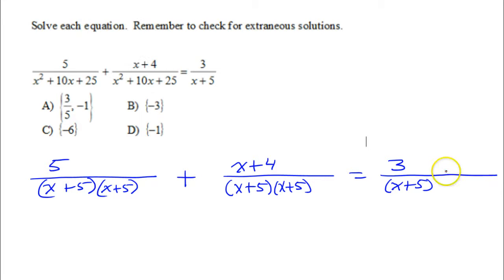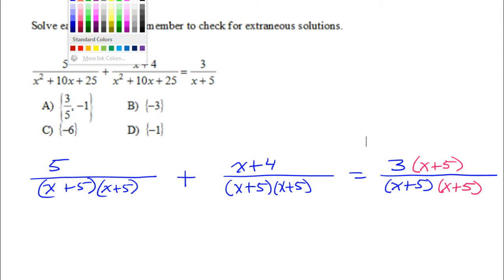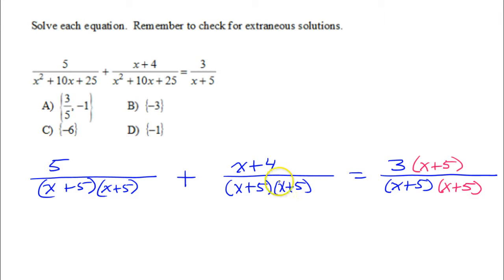Well, if I want the denominators to be the same, I'm going to have to give this denominator another x plus 5, which I can do as long as I multiply the numerator by x plus 5 as well. Now the denominators are all the same. Once the denominators are the same, I can set the numerators equal to each other and just cancel out the denominators.